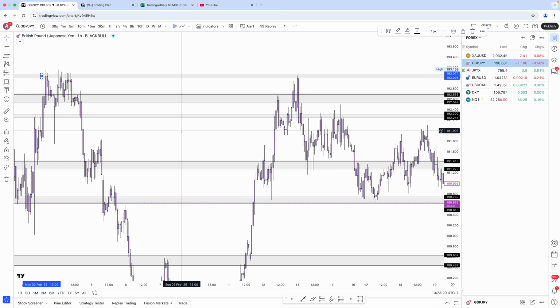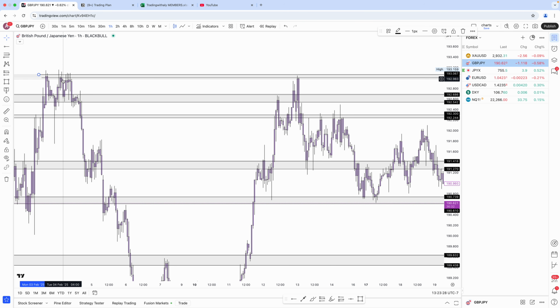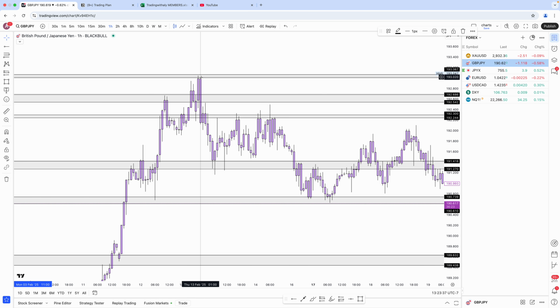So basically, you can get in even if you miss it. This is major structure right here. It came to the 193 and tested it once, twice, 3 times. There's usually 2 to 3 reactions at a specific area before it continues down. So in this case, we have manipulation out of here.